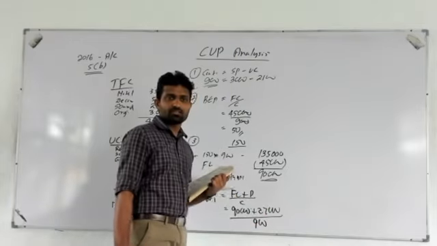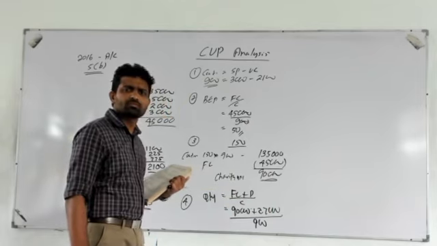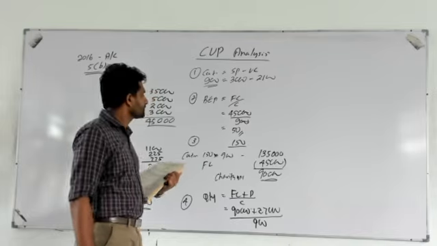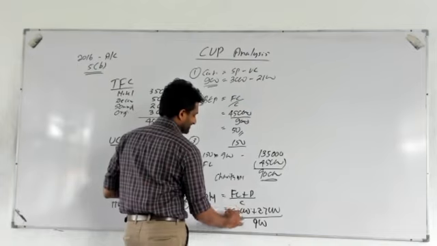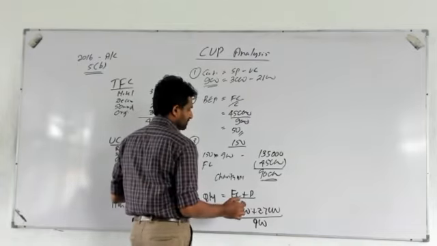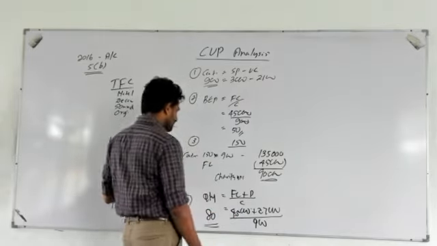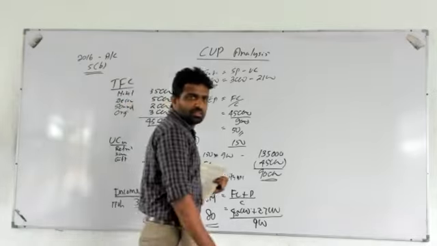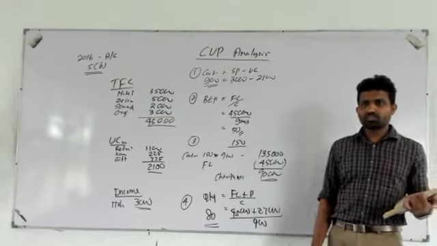Fixed cost is what? Is it 80? 8, sorry. 8 teachers should participate in the function. Right.